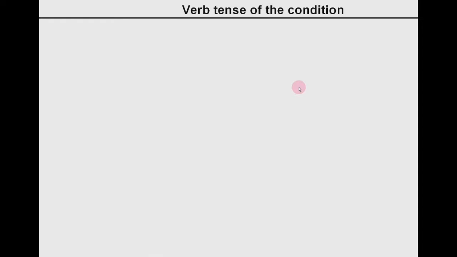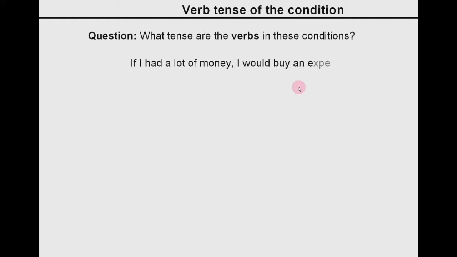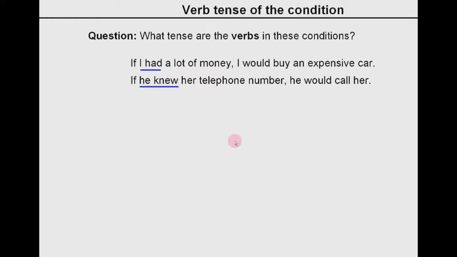The verb tense of the condition. So I have a question for you. What tense are the verbs in these conditions? If I had a lot of money, I would buy an expensive car. So what is this tense? And if he knew her telephone number, he would call her. So what is this tense? Well, the answer is, it's the past simple. I had. He knew. So, for the second conditional, the tense of the verb in the condition is the past simple.